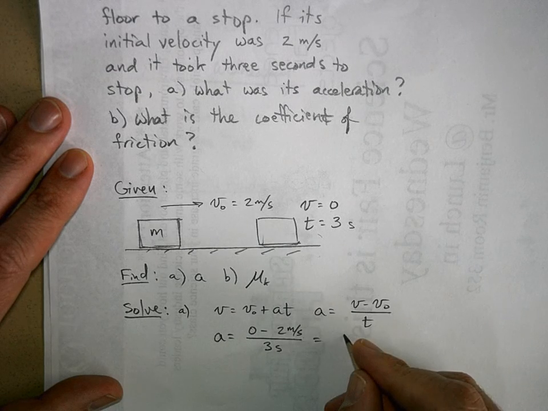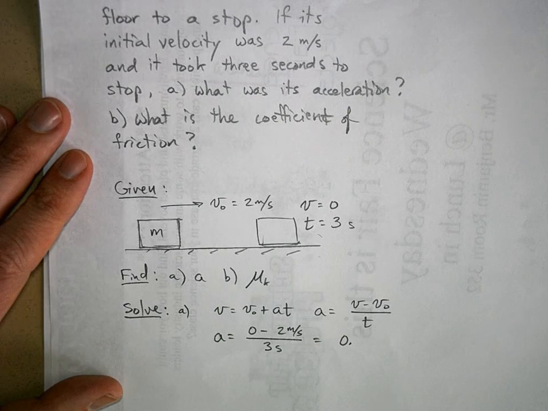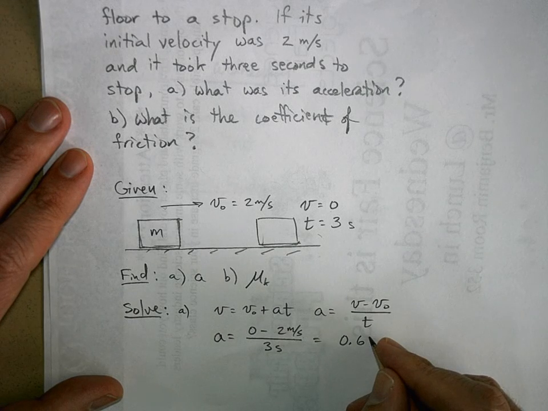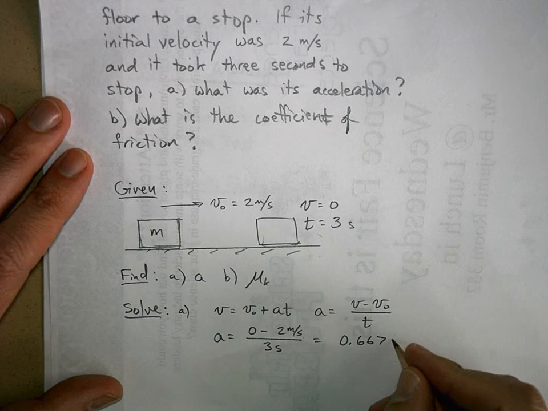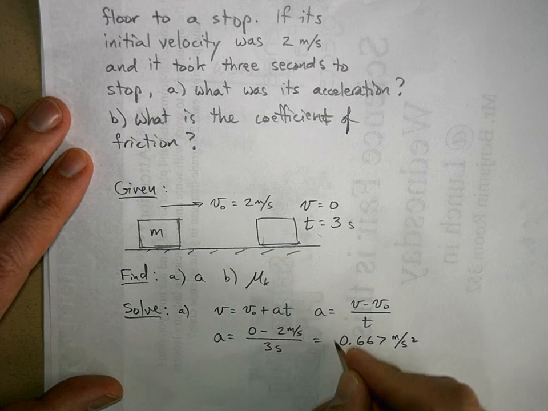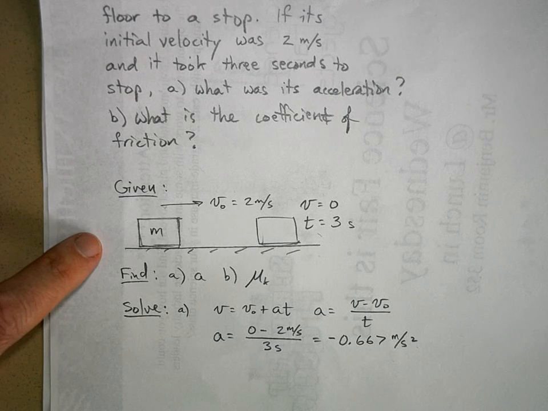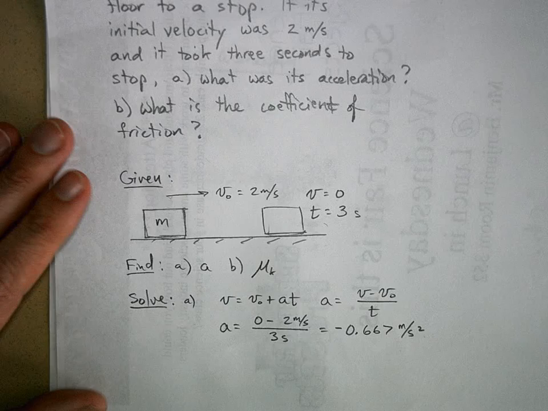And so the acceleration is 0.667. We'll do 3 significant figures here. Meters per second squared in the negative direction, right? So that's not much of an acceleration. So it's pretty slippery stuff, I think, we're going to find. Okay, now let's do part B.